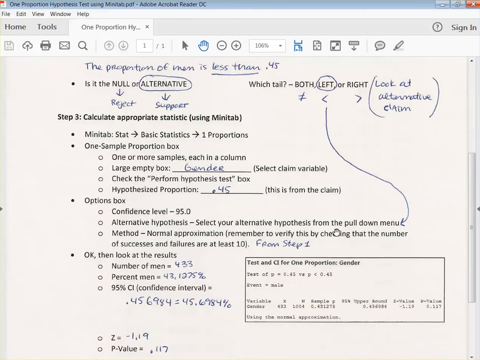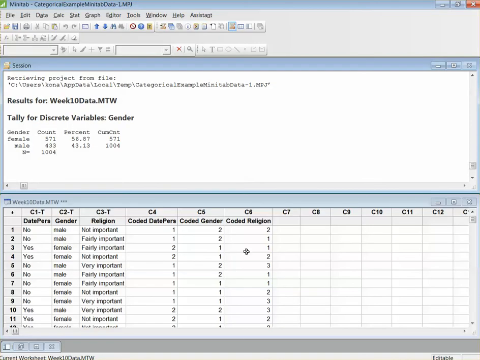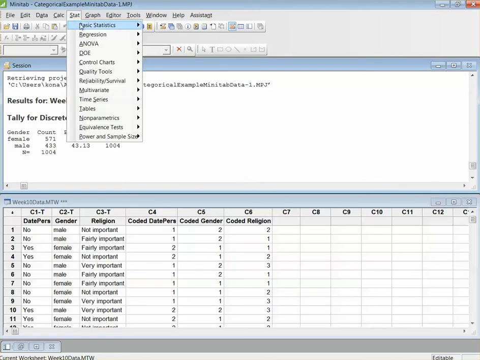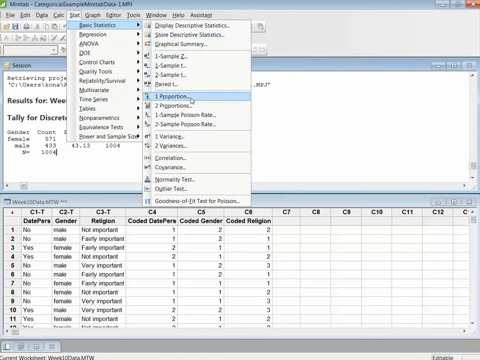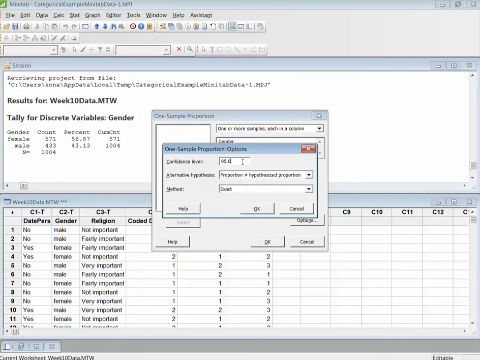All right, now calculating the appropriate statistics using Minitab. Go back to Minitab. We're going to do Stat, Basic Statistics, One Proportion. If you click in this box right there in the middle, it'll bring these up. We're going to select gender. Perform the hypothesis test. For the hypothesized proportion, that's our 0.45. That's what we're testing against. We're then going to go to options, and the 95 is fine. That's our confidence level.